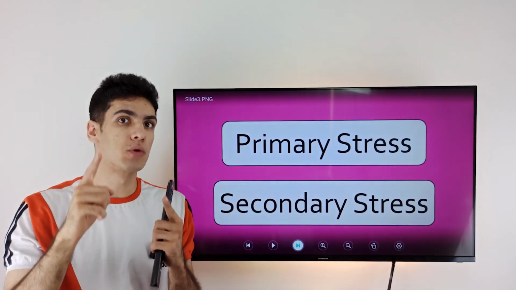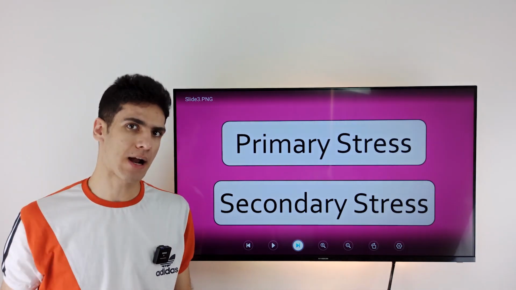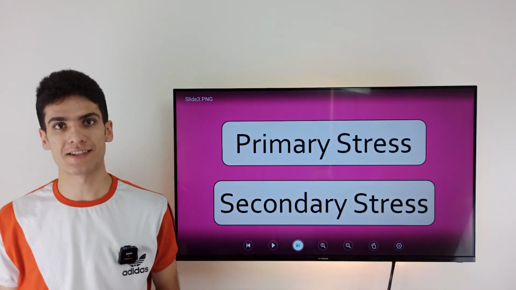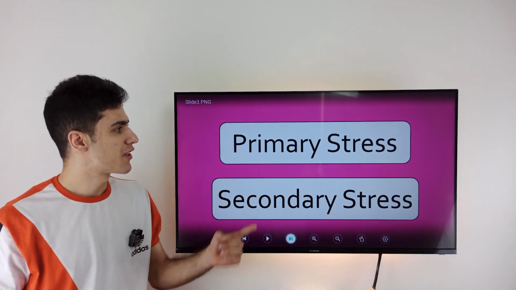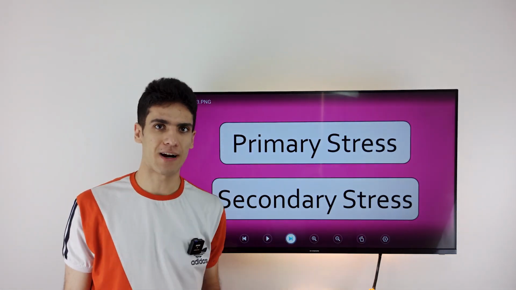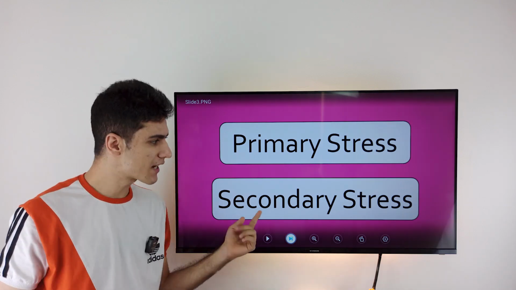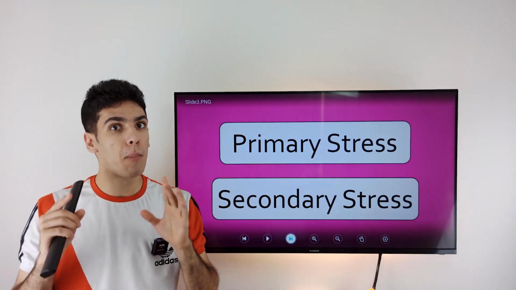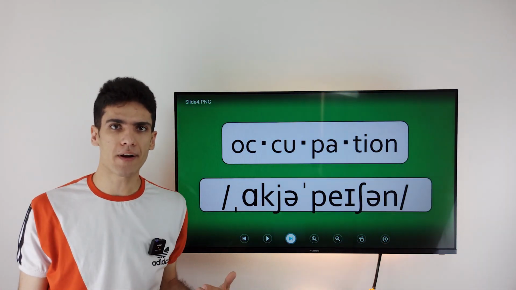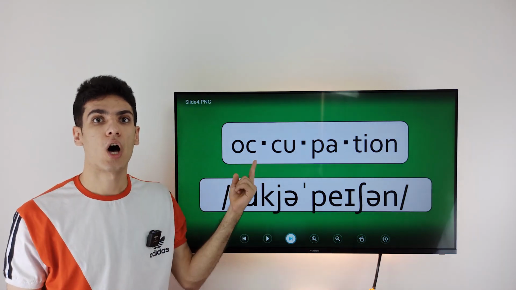Here's a must-know tip. In English, all words have at least 1 stressed syllable. Interestingly, some words might have more than 1 stressed syllable. In those cases, there is 1 primary stress and 1 secondary stress. The primary stress gets the most emphasis, while the secondary stress is a bit softer but still noticeable. An example of a word with both primary and secondary stress is occupation.